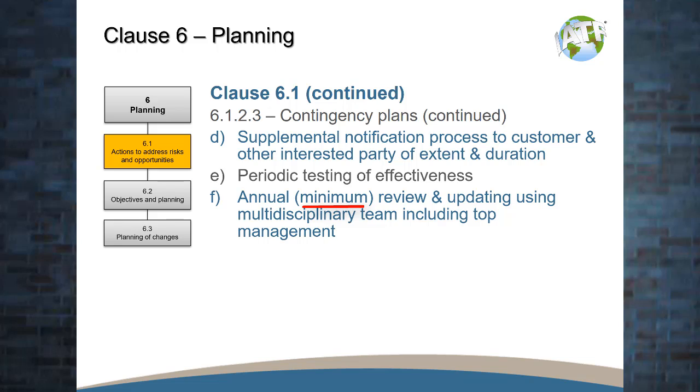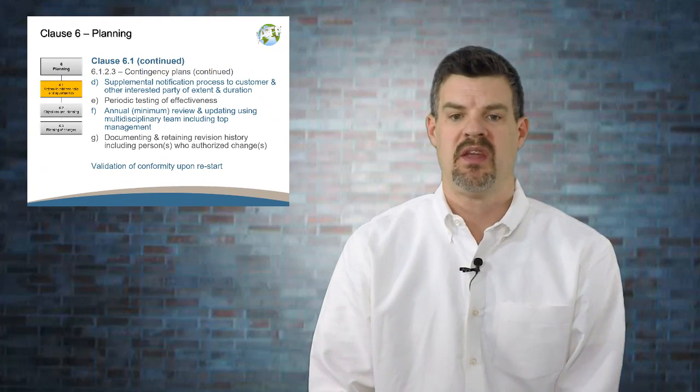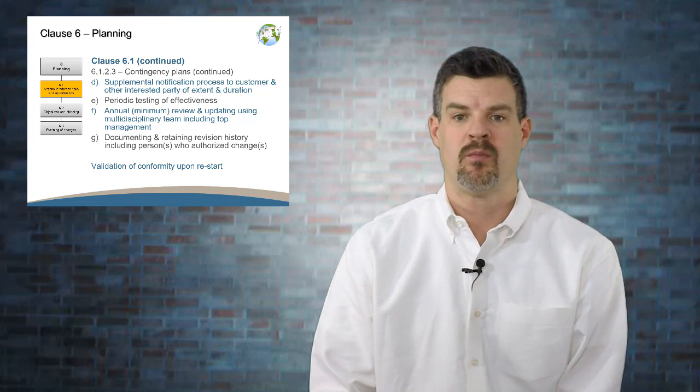top management. So you really want to test these contingency plans to make sure that they work and you're well prepared, and that needs to be done at a minimum if you're in the IATF world. And then documented and retained revision history, including persons who authorize changes to these contingency plans. Finally, validation of conformity upon restart. So once you get back to normal operations, you need to validate conformity. It doesn't say of product. This could be product, process, or service upon restart of your normal operations.